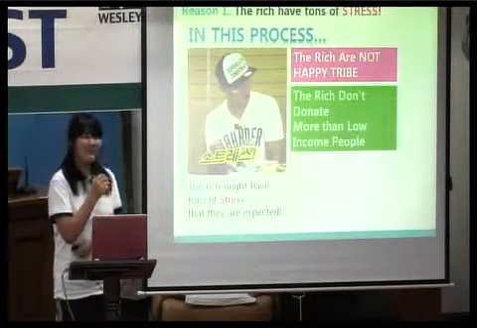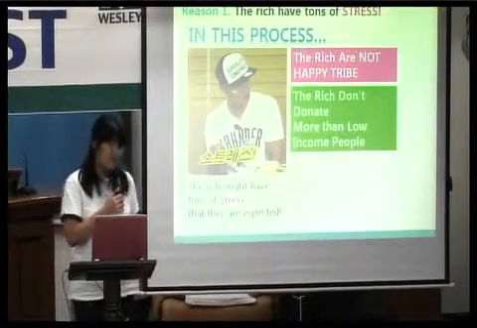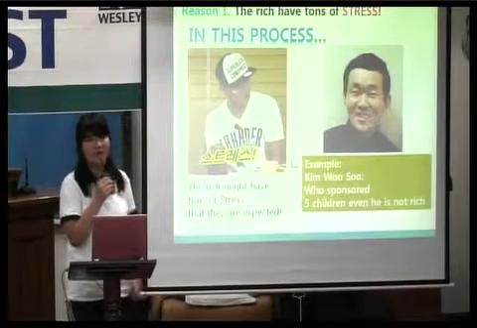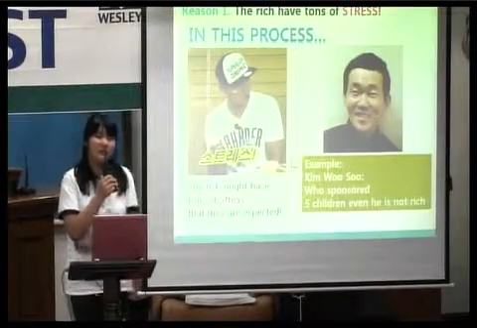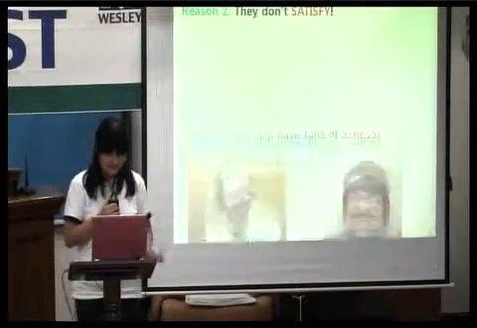And Jung Hee-won, a reporter from UCH, says the rich don't donate more than low-income people. An example of this is a story of a man named Kim Woo-soo. He earned only 700 won a month, but he still sponsored 5 children.